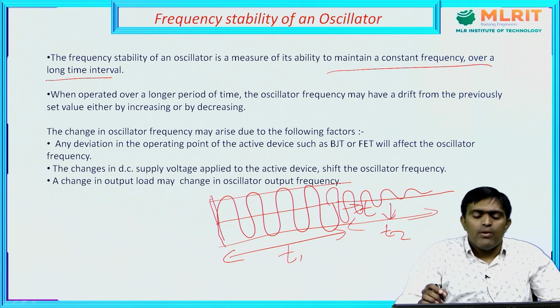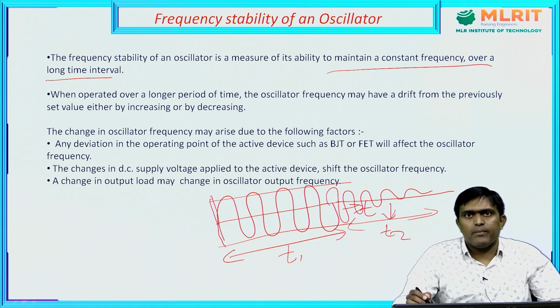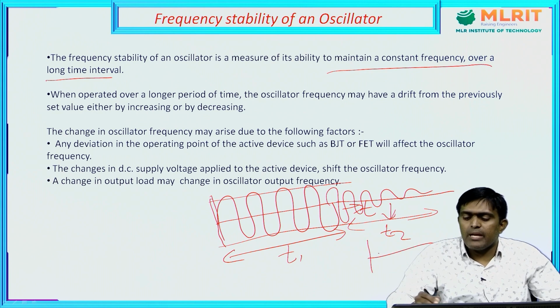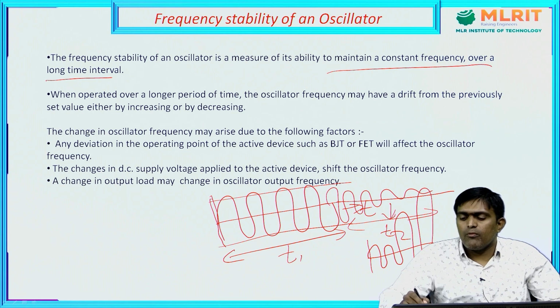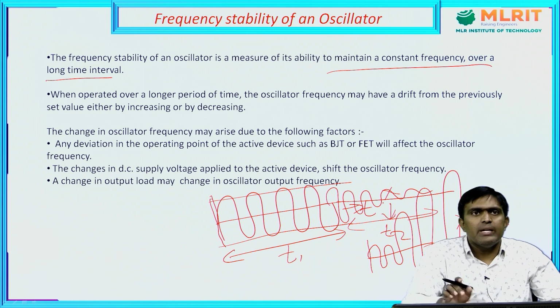When operated over a long period of time, the oscillator frequency may drift. Drift means it will vary. It may decrease or it may increase. So it can happen like this also. We should not get it like this or like this. We should maintain a constant frequency throughout the time period.